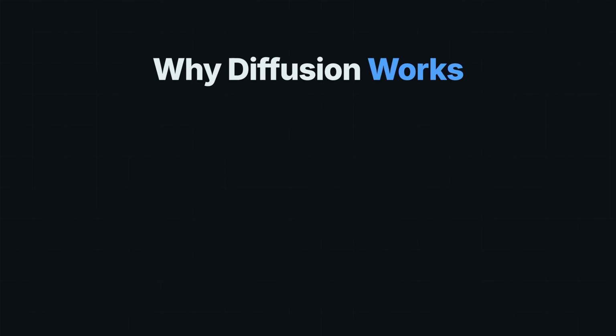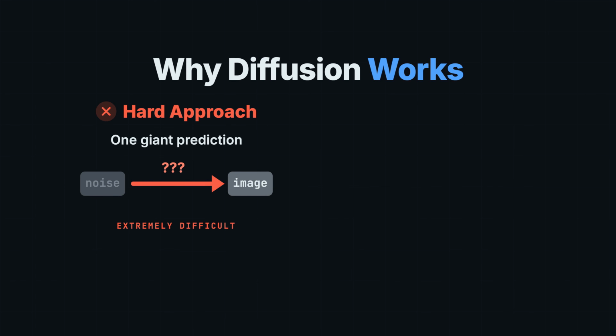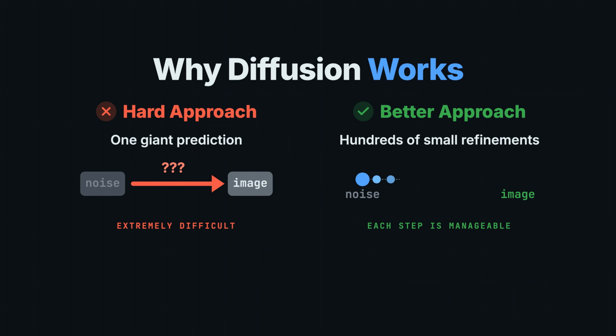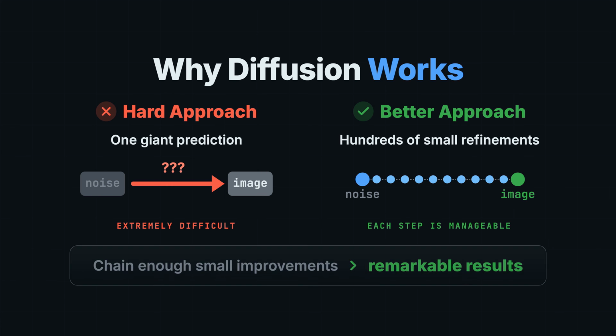Why does this work so well? The model never generates an image in one pass. It makes hundreds of small, manageable refinements. Each step is easy. Chain enough of them together and you get remarkable results.